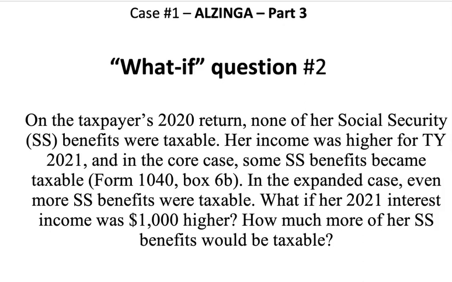You may have noticed that while none of the taxpayer's 2020 Social Security income was taxable, in the core case for 2021, some of it was, and in the expanded case for tax year 2021, even more of the Social Security benefits were taxable. So how fast does that increase? So specifically, if 2021 interest income was $1,000 higher, how much more of her Social Security benefits would be taxable?